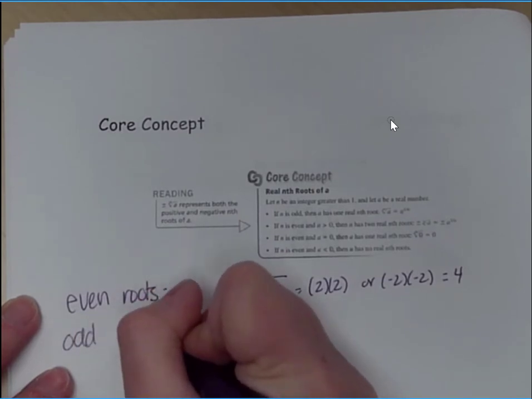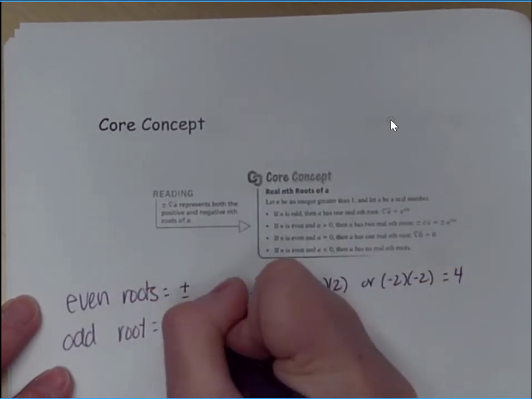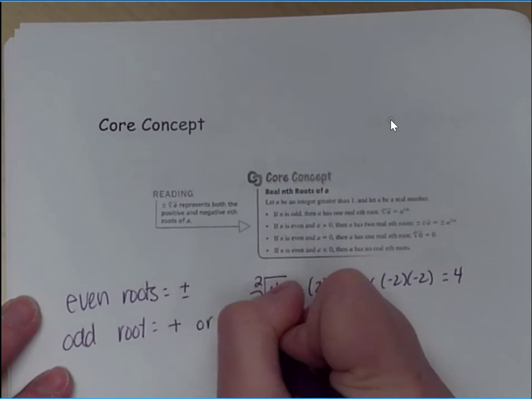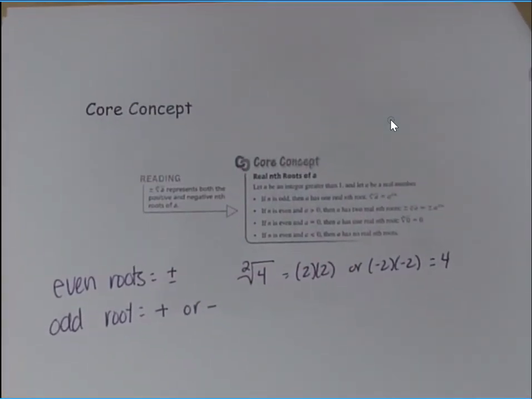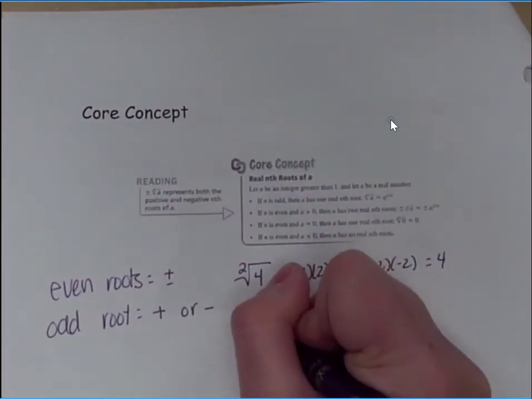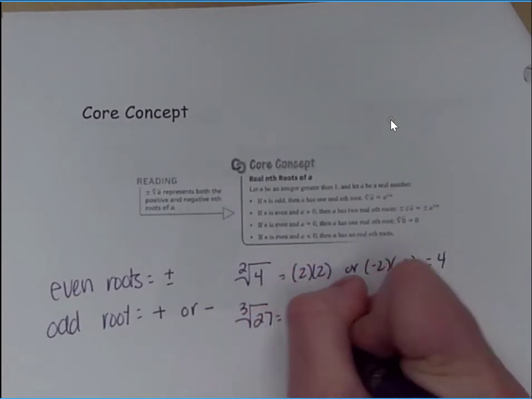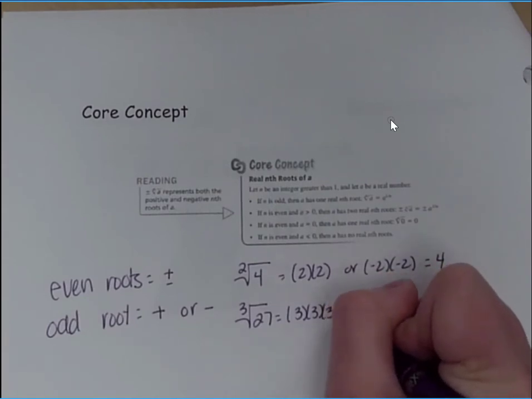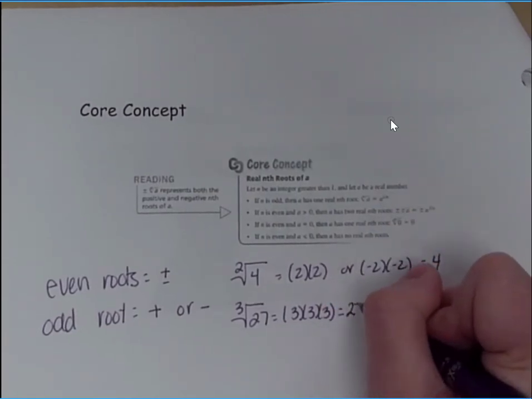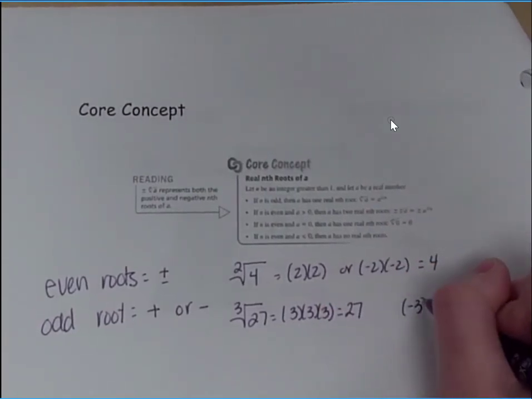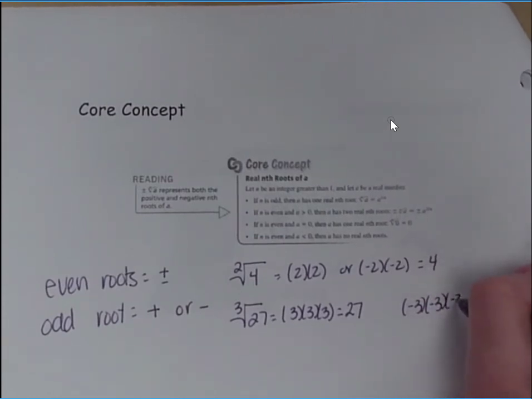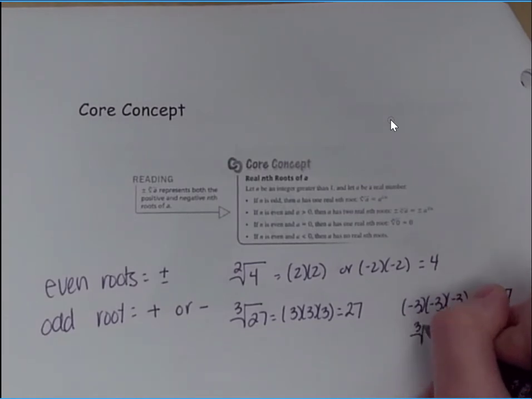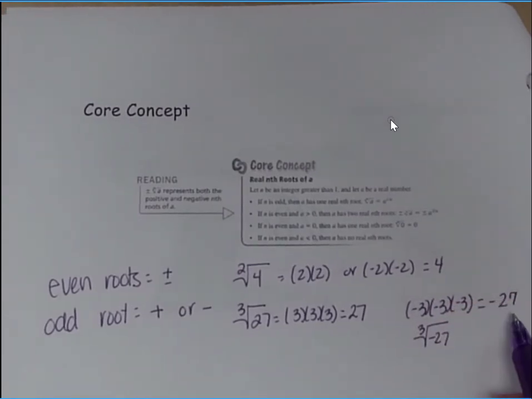If I have an odd root or an odd index, my answer is going to be positive or negative, depending on what my radicand is. So if I had the cubed root of 27, the only way to do that is 3 times 3 times 3, that's 27. If I did negative 3 times negative 3 times negative 3, that's going to give me negative 27. So the cubed root of negative 27 is going to be negative 3.